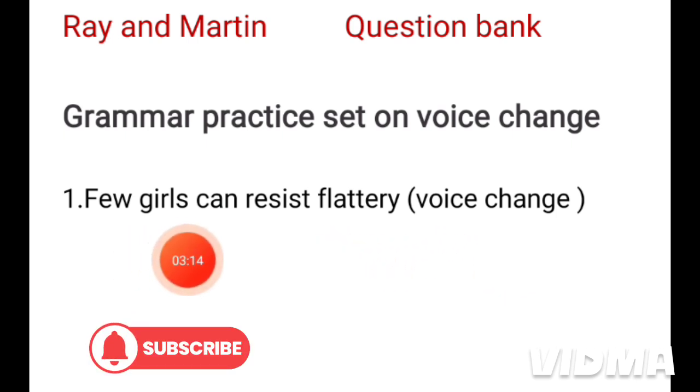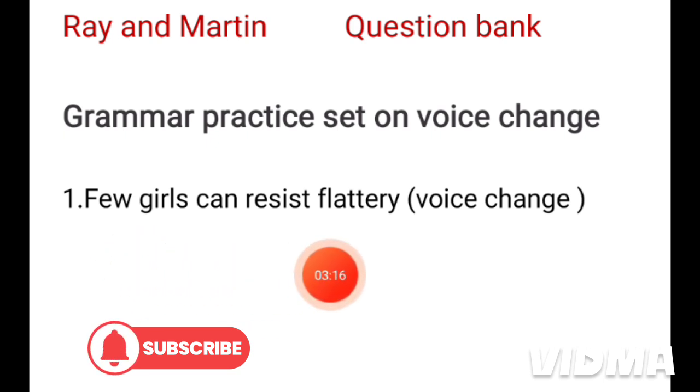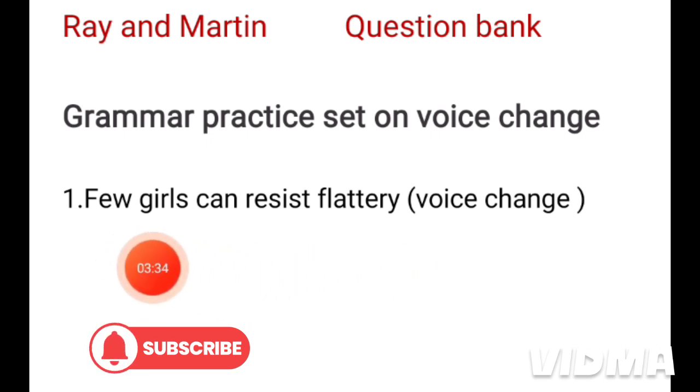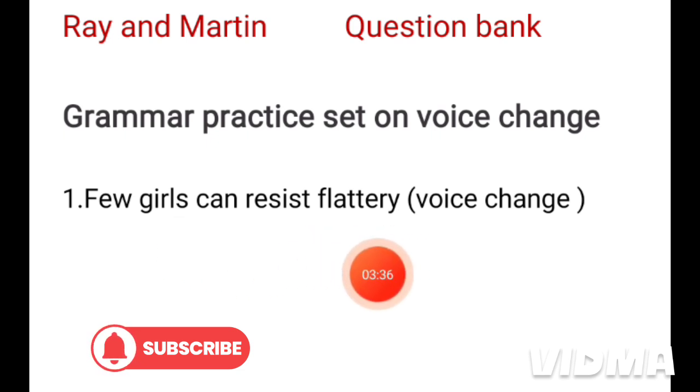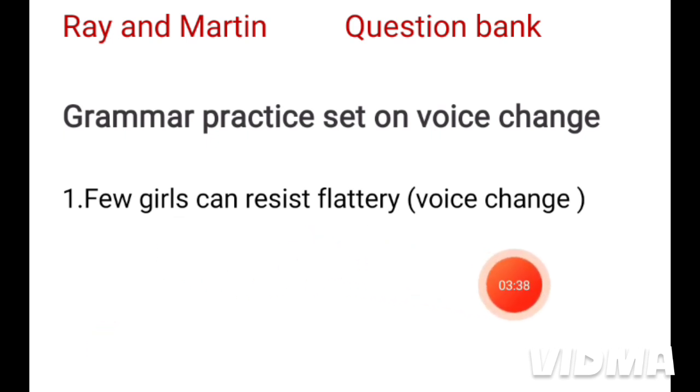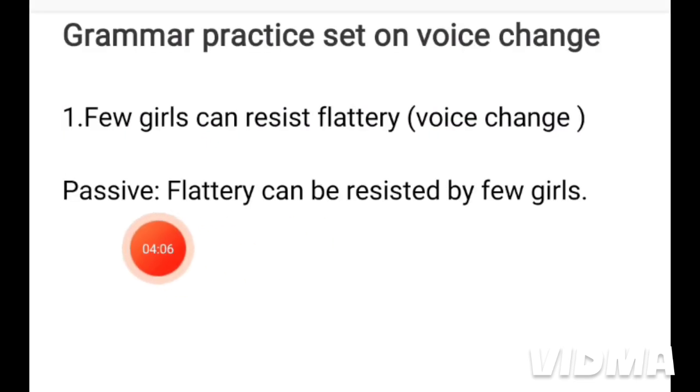The author here wanted to mean that when the beauty of a girl is admired, then few girls can resist that praise or flattery. Here, flattery is the object, and we have to work with this object. Now, see the passive voice. This is the passive voice here. We have placed this object, flattery, in the beginning of the sentence. Then we have written can.